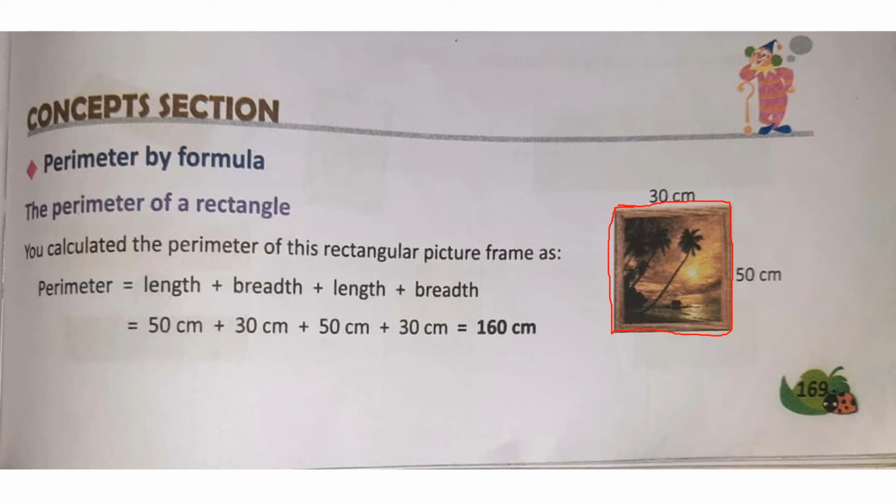This is called length, how long the object is. If this is 50, this is also 50. This is breadth, that means how broad is the object. If this is 30, this is also 30. And as we know, the formula for perimeter is sum of all sides. So we can observe here that we have two length and two breadth. So length plus breadth, length plus breadth. 50 plus 30 plus 50 plus 30 makes 160 centimeter.